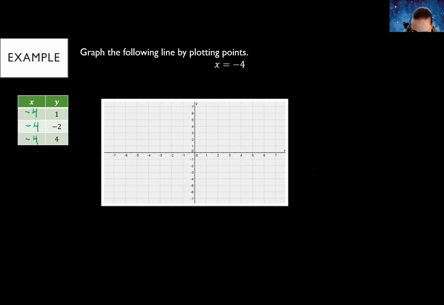Now I'm going to graph these as best I can without messing up. I've got -4, 1. We've got -4, -2, and then -4, 4. Right there. When you connect these, you are going to get a vertical line. Of course, I'm not very good at drawing vertical lines, but in a perfect world, everywhere on that line x is equal to -4. That's why the equation is x equals -4, because that's what is true along that line.